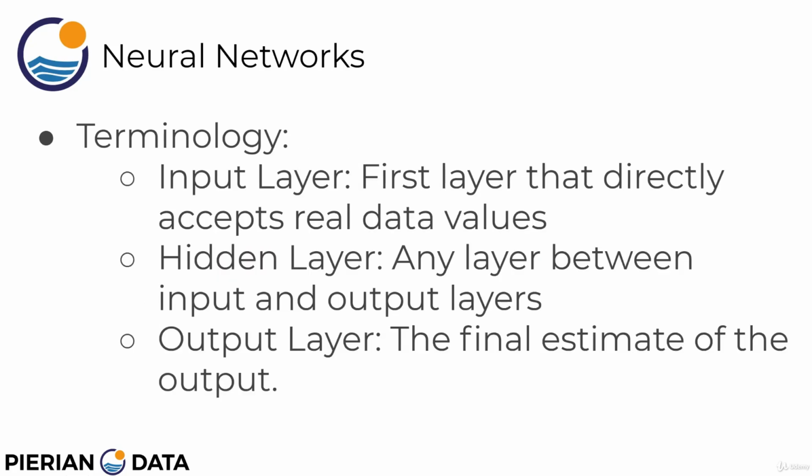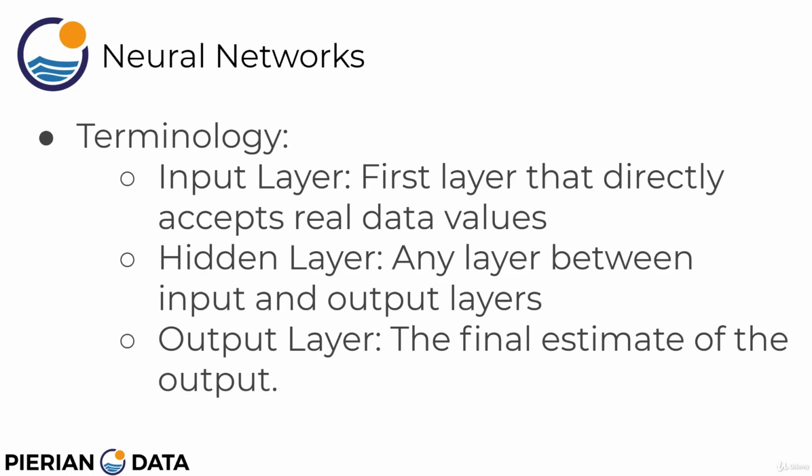So again, to overview the terminology, we have the input layer, the first layer that directly accepts real data values; the hidden layer, any layer in between the input and output layers, and if we have two or more, we begin to have what's known as a deep neural network; and then the output layer is the final estimate of the output that the network estimates.